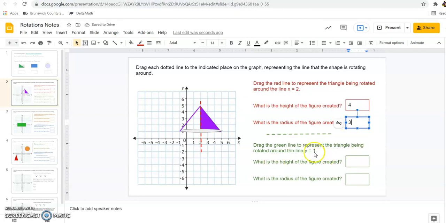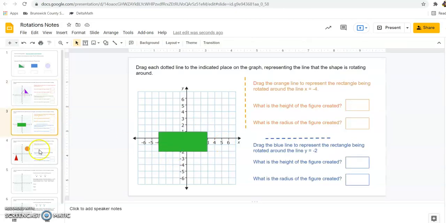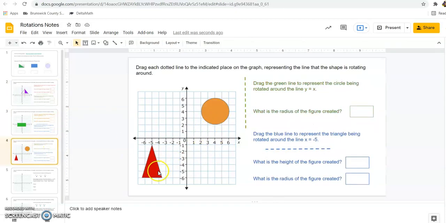So to do the green problem, I would remove all of this. Just delete it or get it off, and then do the same thing again for the green problem. You actually are doing these for a triangle, a rectangle, a circle, and another triangle. So this gives you a little bit of practice here. And for each of these, you're just finding the height and radius.